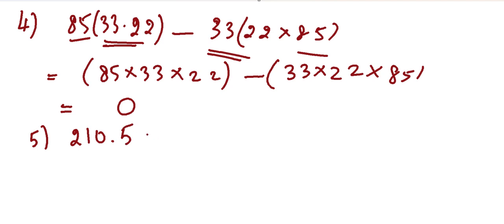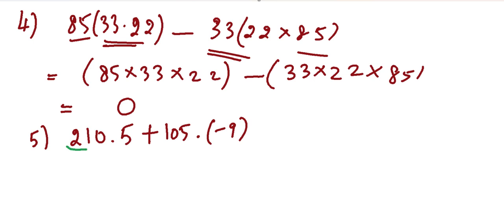210 into 5 plus 105 into minus 9. Okay, so this is a problem which we are going to resolve now. You can see I can multiply 210 and 5 and write it, and I can multiply 105 and 9 and then I can write it as well. Instead of this, now I'm going to approach this problem in a different manner.